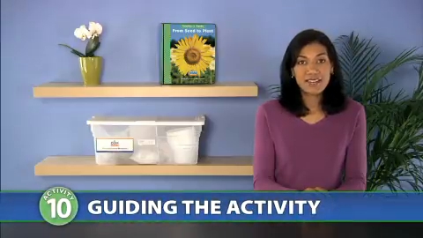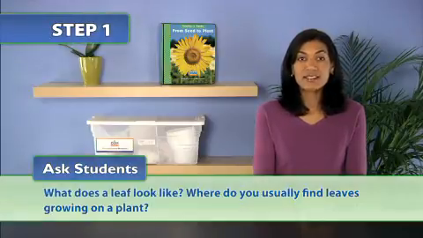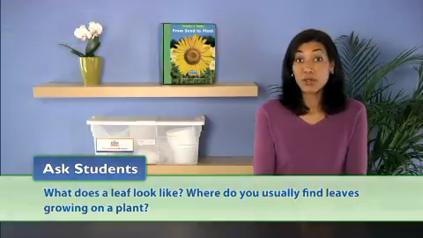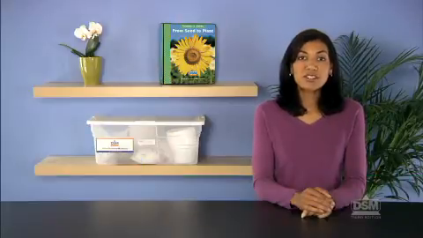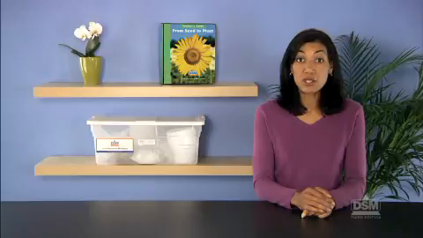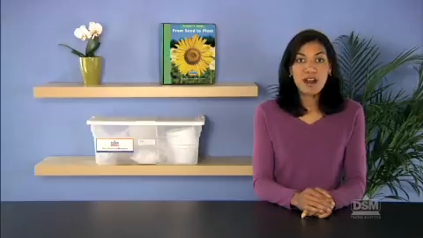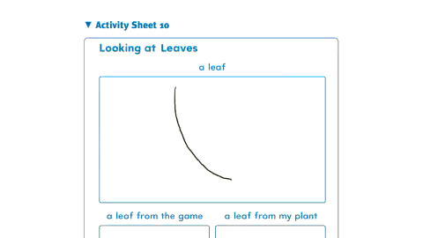To begin the activity, ask students, what does a leaf look like? Where do you usually find leaves growing on a plant? Students are likely to remember that a leaf is usually the flat and wide part of the plant that grows off the stem. Distribute a copy of Activity Sheet 10 to each student and have them draw a leaf from memory in the top box.